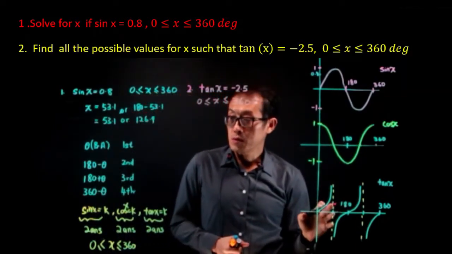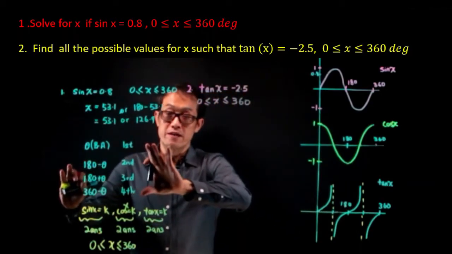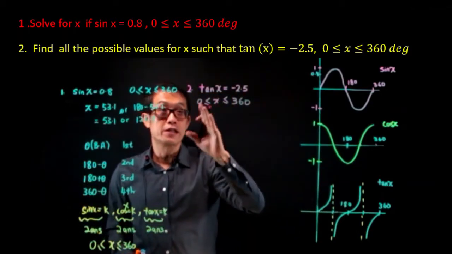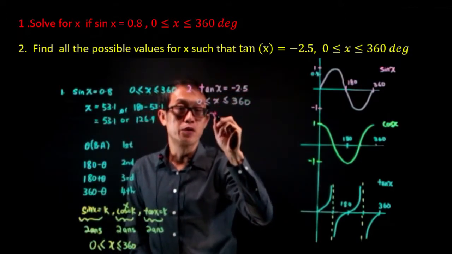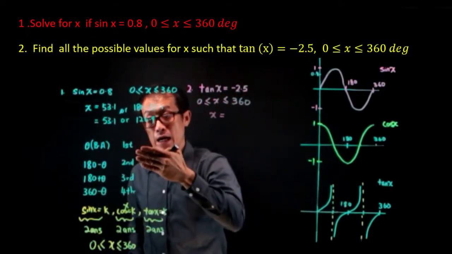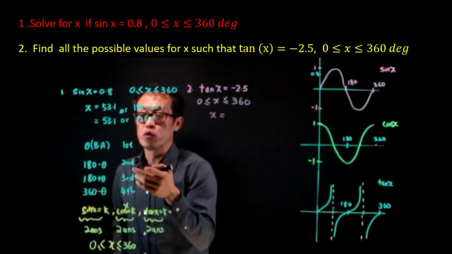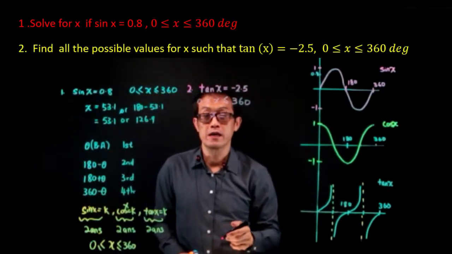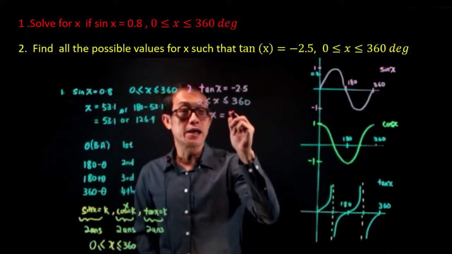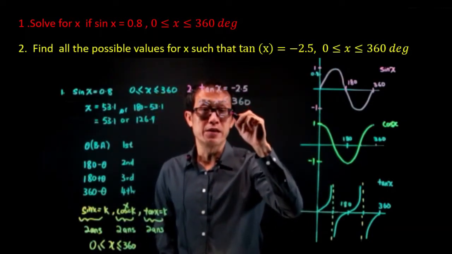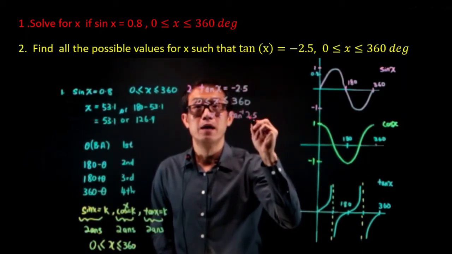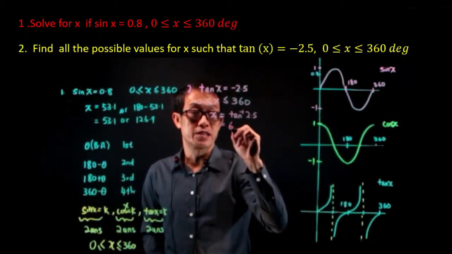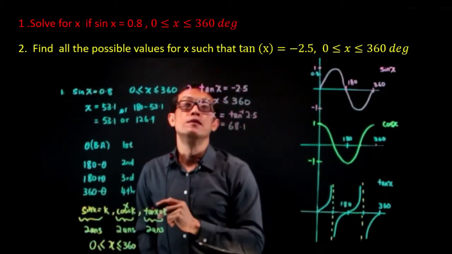Because we want to make use of this, it is easier if we ignore the minus 2.5. The reason being, we want to find the basic angle. After that, we just apply what we know about here. The basic angle will be x equals tangent inverse 2.5, and you get the answer of 68.1.